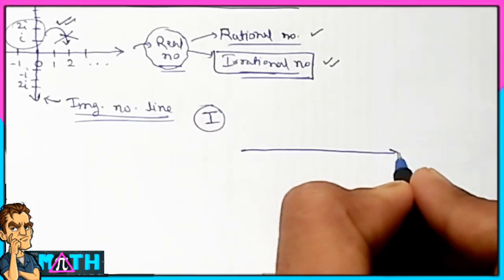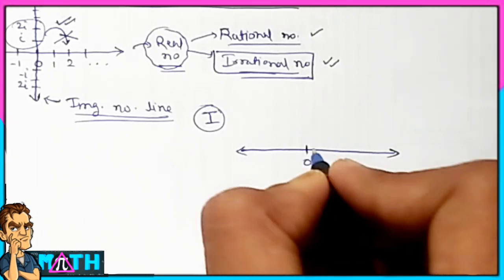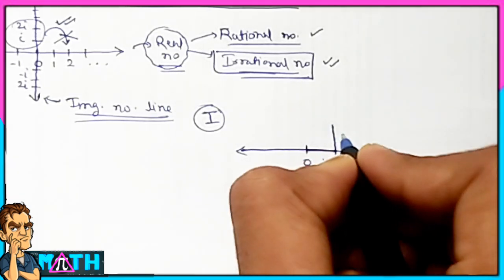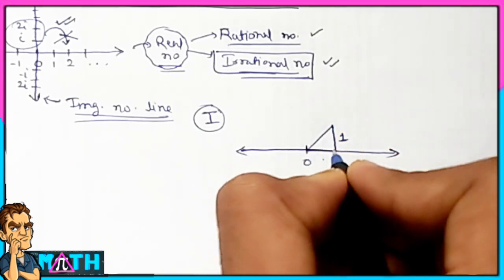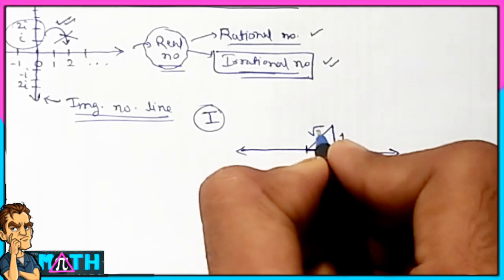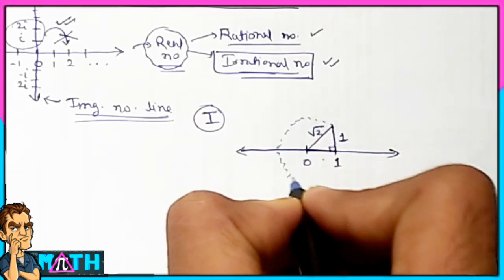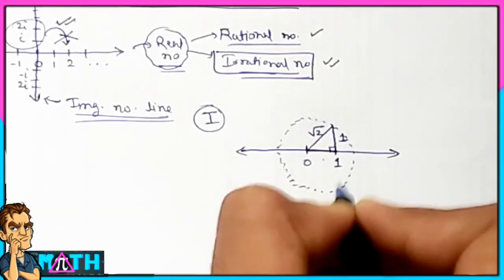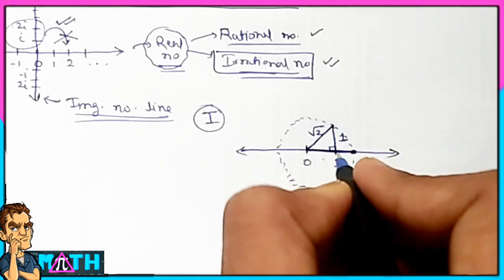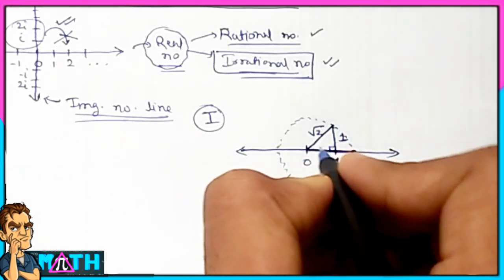So now let's understand how we can plot an irrational number. First of all, consider a number line and take 1 unit length on it, and also a perpendicular 1 unit length. So when you connect this, it is 90 degrees, and from Pythagoras theorem this is root 2. When you draw a circle like this, the radius is root 2 and this length is also the radius, which is root 2. So you can plot root 2 like this.